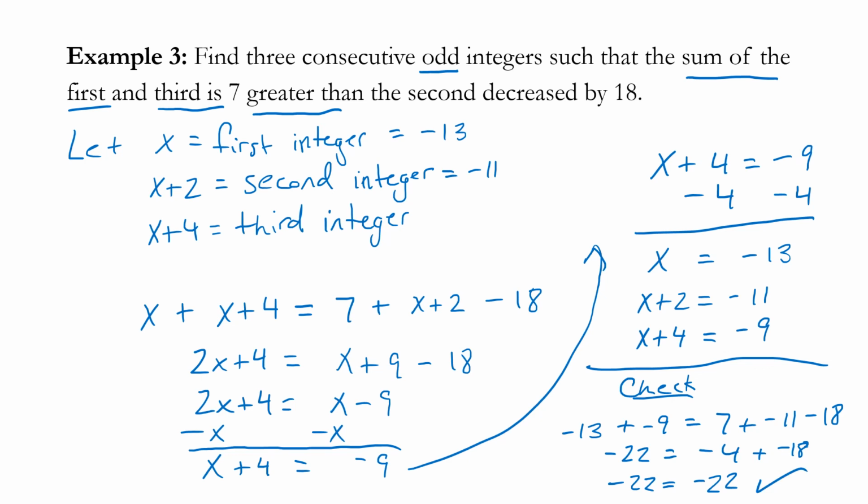So our first integer is negative 13, our second integer is negative 11, and our third integer, which I should have written, is negative 9.